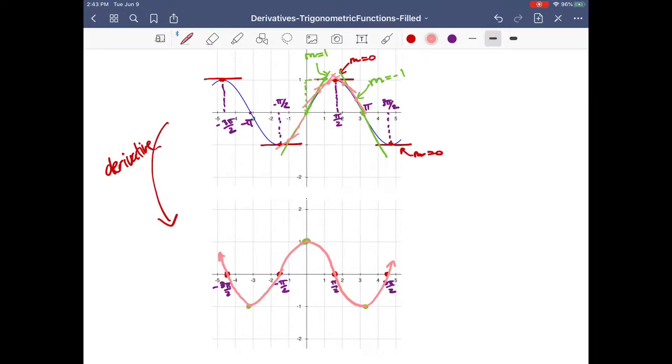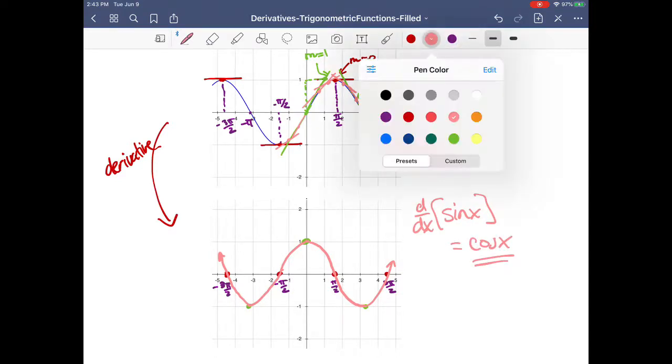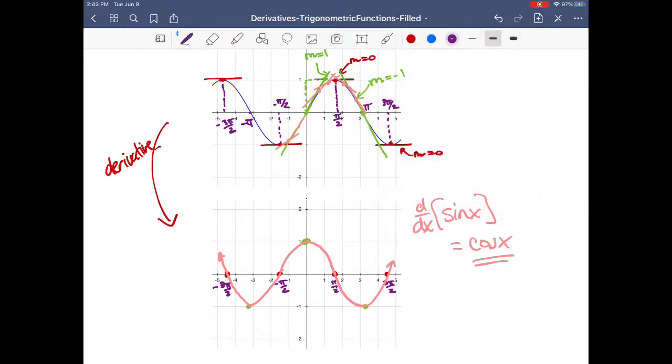Okay, so this is the graph of the derivative of sine x. Using the graph, what does this graph look like? It looks like the cosine graph. And it turns out that the derivative of sine is in fact cosine.